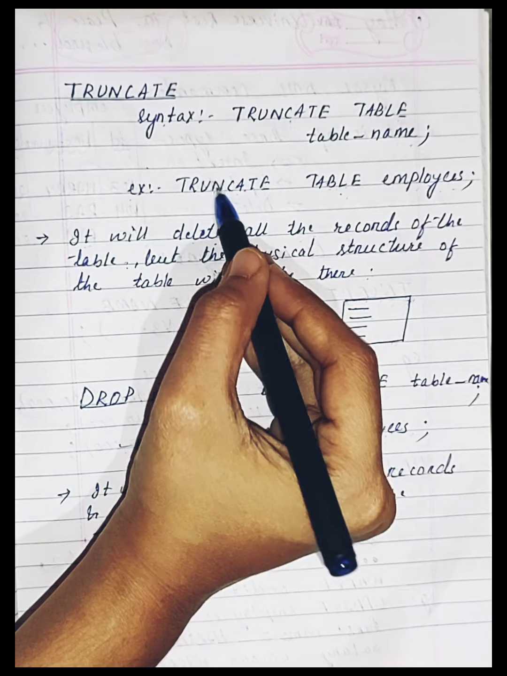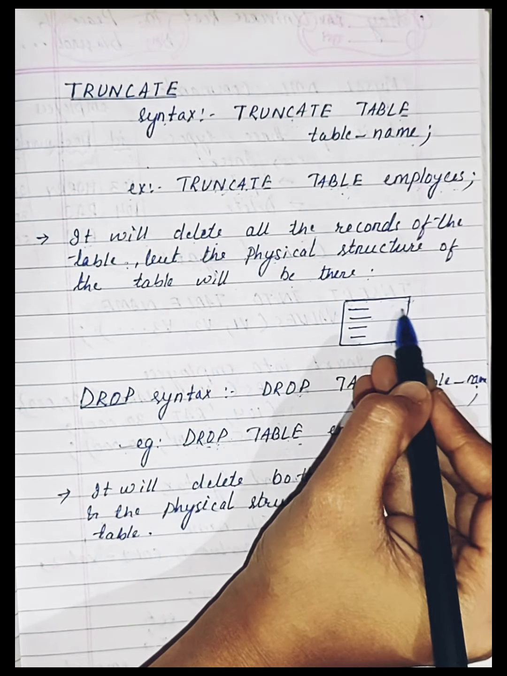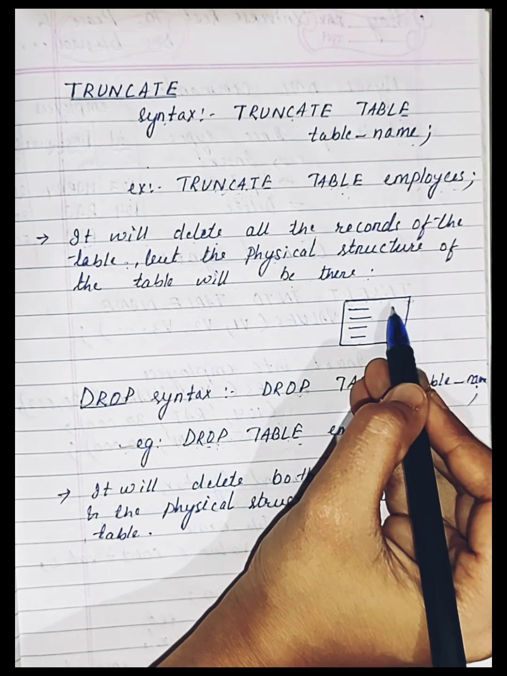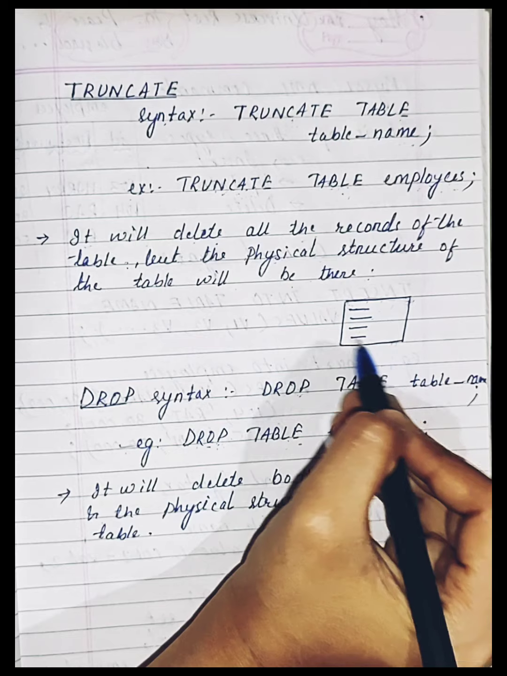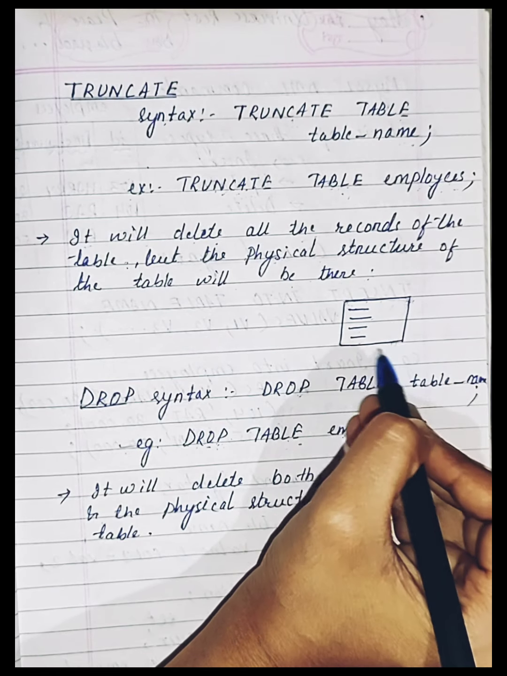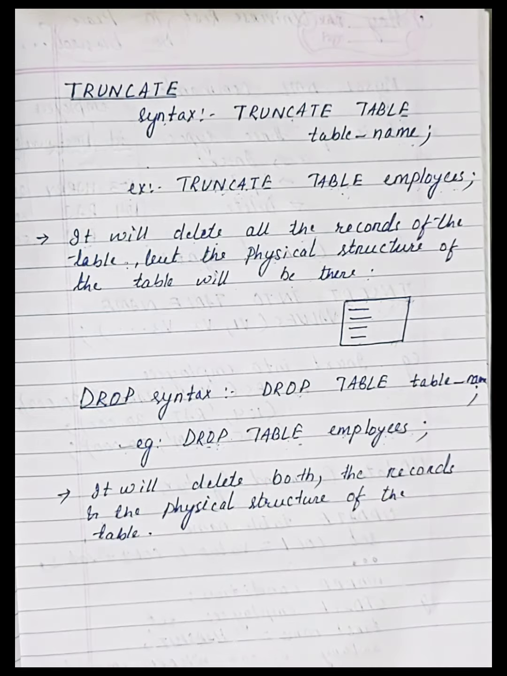After using this truncate command, that is truncate table, table name, this will delete all the records of the table that we have created. Now after using this query, there will be nothing in the table, but the physical structure of the table will be there. I hope you are clear about the truncate command.